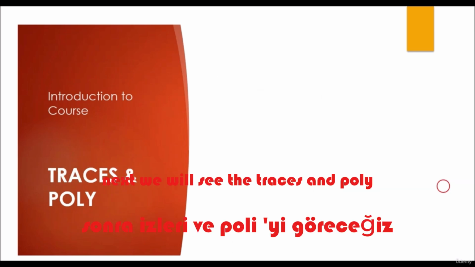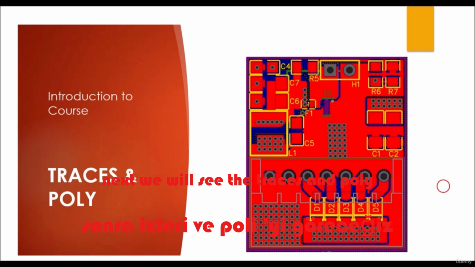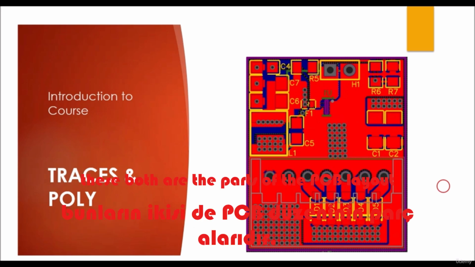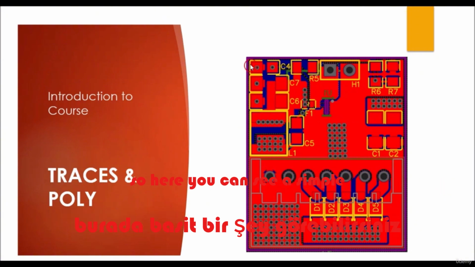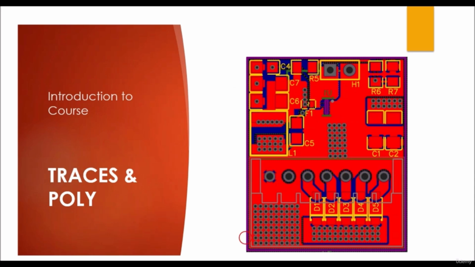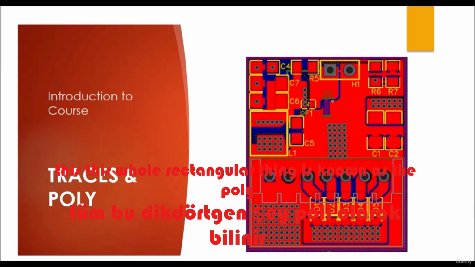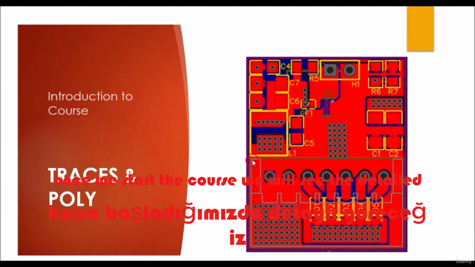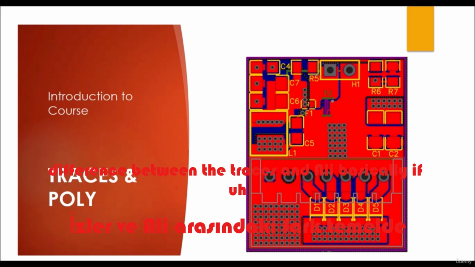Next we will see the traces and poly. These both are parts of the PCB layout. So here you can see a simple PCB layout of the previously shown schematic diagram. Now these here are the red traces. These are the top layer traces, and you can see the polys as well. This whole rectangular thing is known as the poly. Once we start the course, we will see the detailed difference between the traces and poly.